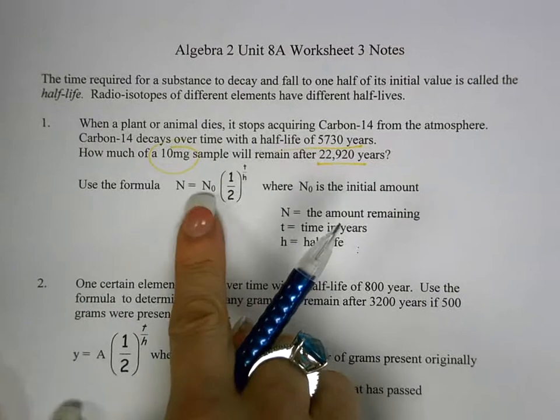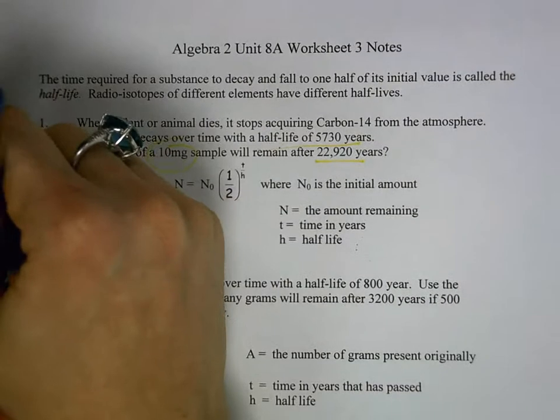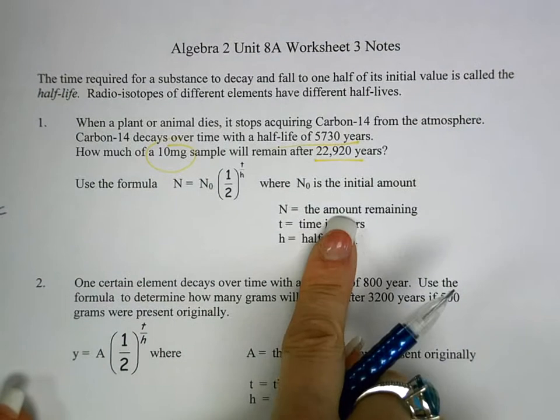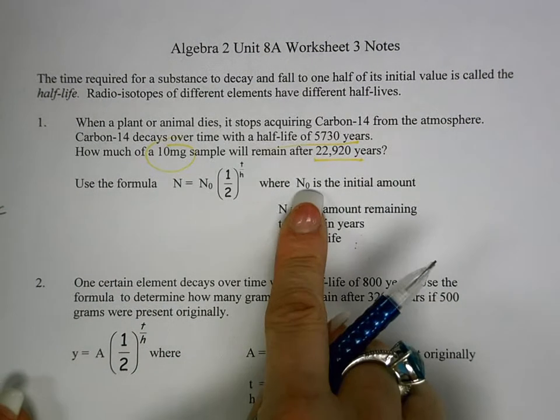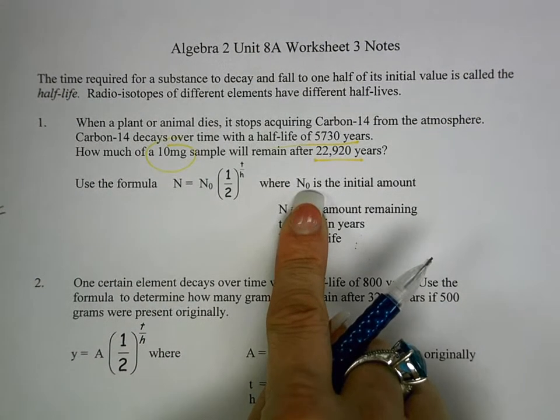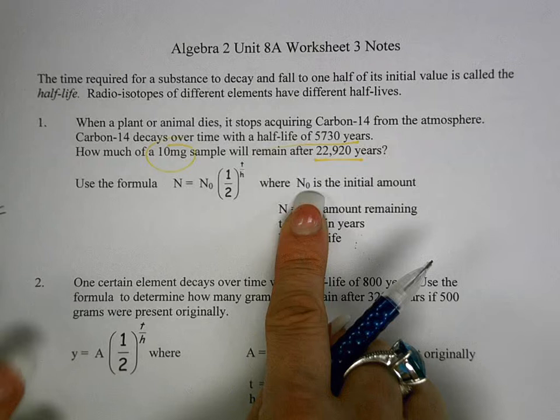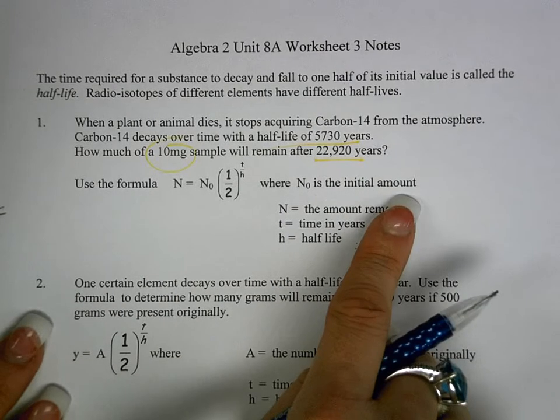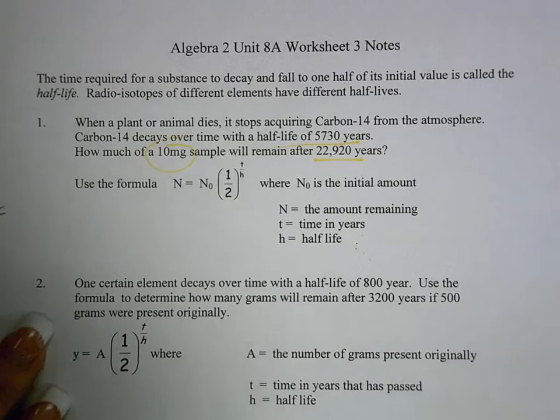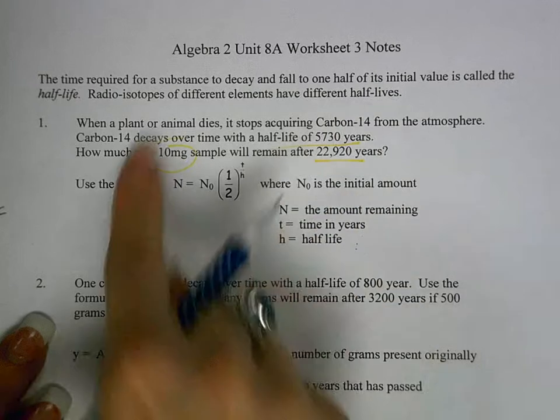Okay, so we've been given this formula. So N is the amount left. So that's what we're solving for. This is N sub O. That's how you say that. Okay, it's like a subscript. So don't say "no." It's N sub O. That's how you say that. Okay, so N sub O is the initial amount. Remember, initial amount means what you start with. So how much did we start with in this problem?